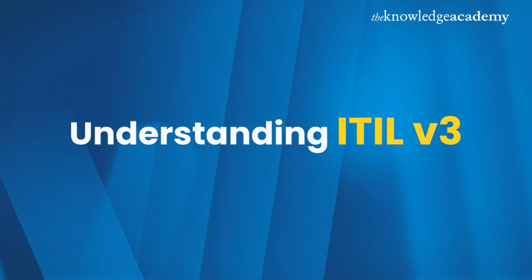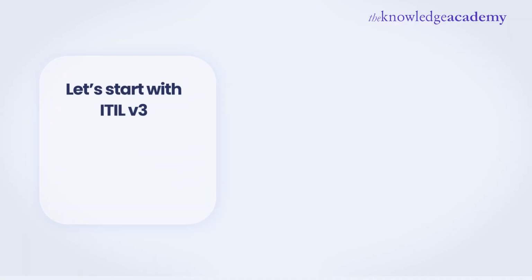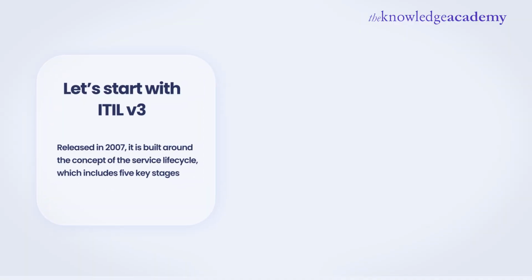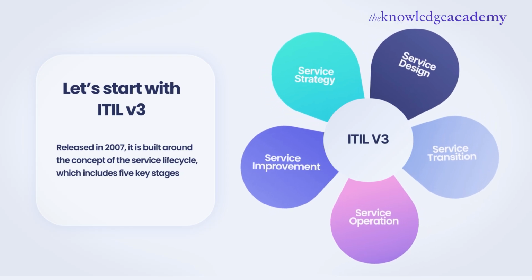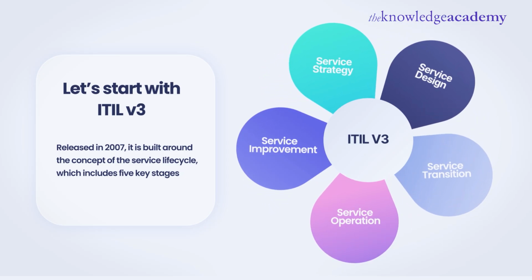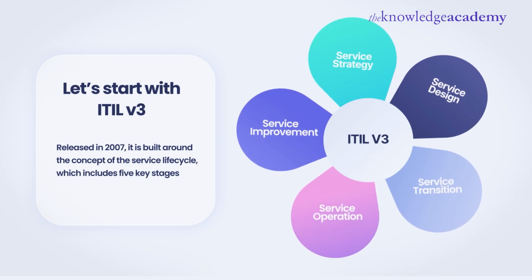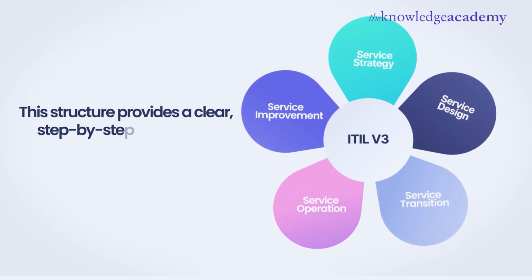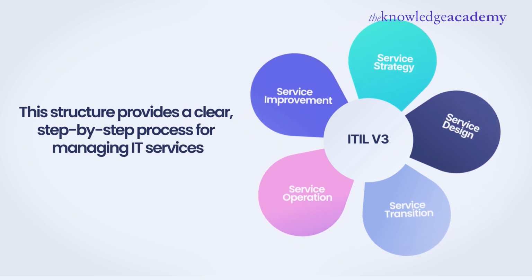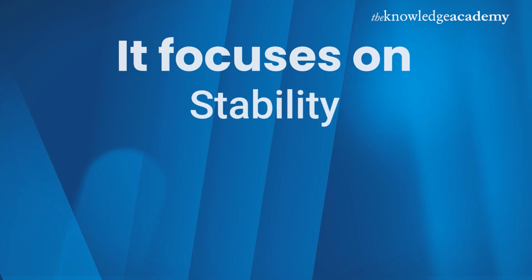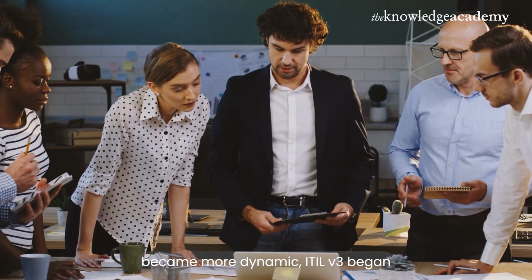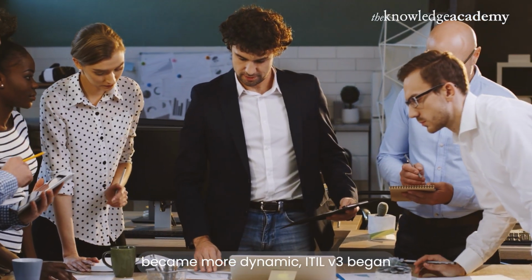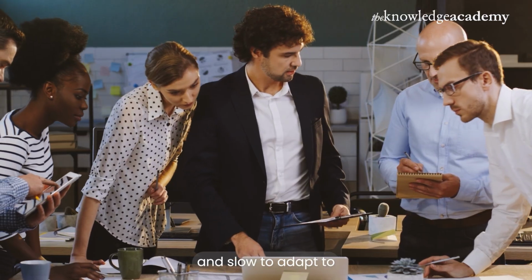Understanding ITIL v3. Let's start with ITIL v3. Released in 2007, it is built around the concept of the service lifecycle, which includes 5 key stages: service strategy, service design, service transition, service operation, and continual service improvement. This structure provides a clear, step-by-step process for managing IT services. It focuses on stability, consistency, and efficiency. However, as organizations became more dynamic, ITIL v3 began to feel too rigid and slow to adapt to modern business needs.